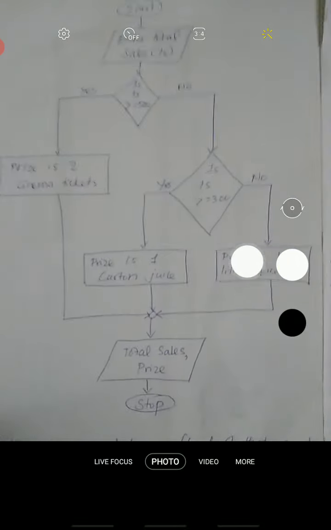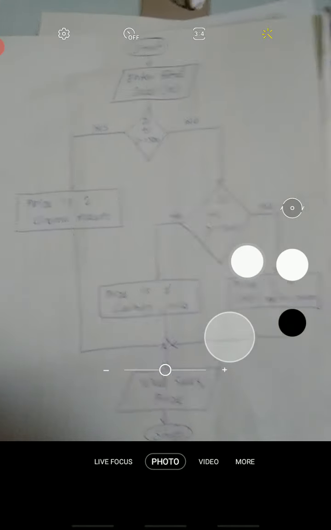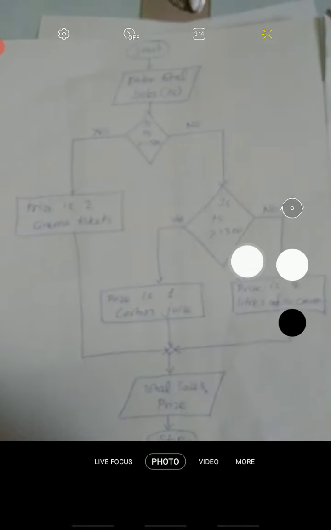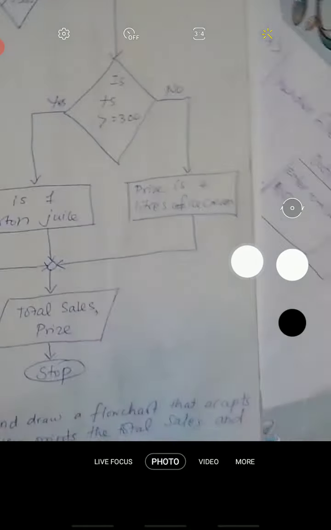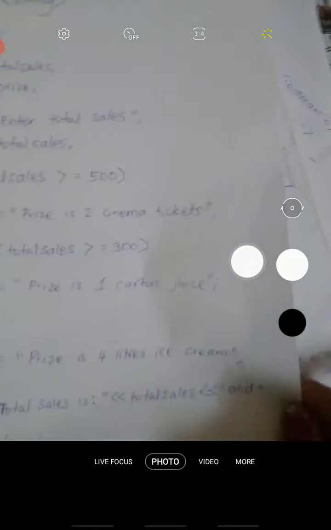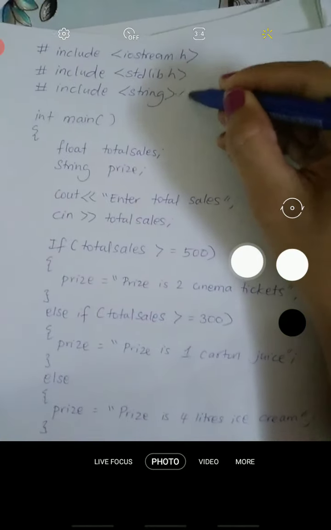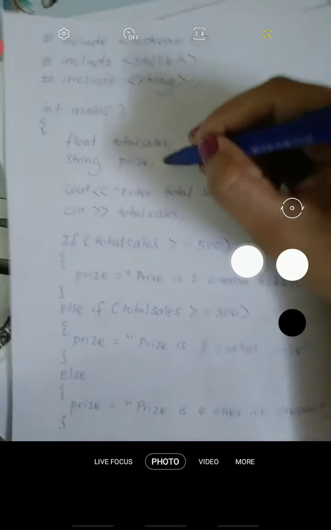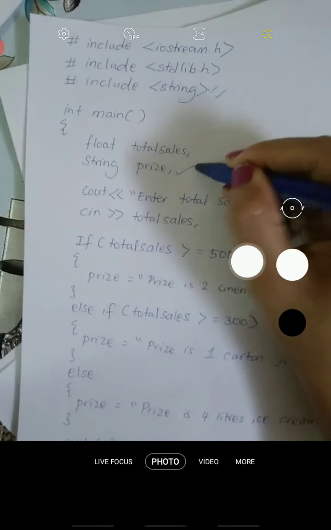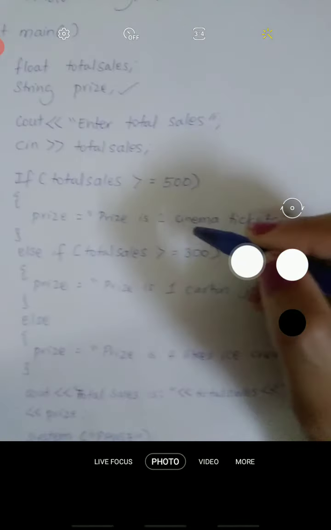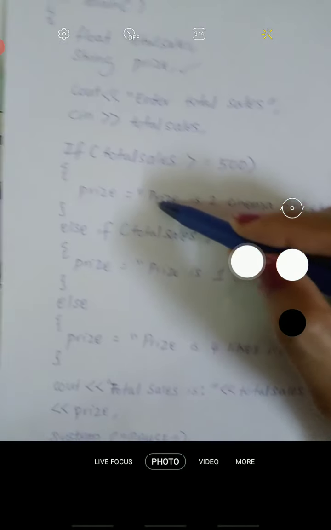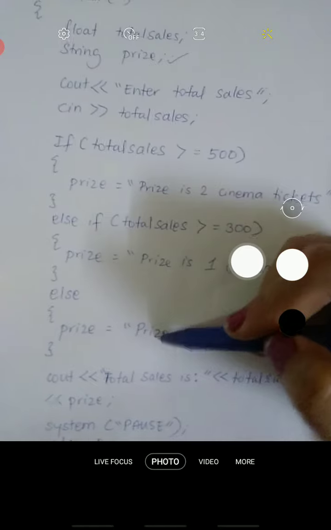The second flowchart is where we had to process the prices and then display the sales and price. Okay, this is the program. In this case, we must include another header file which is string. So this was included and we declare it here. In my case, I have written price, and then instead of having the cout statements, the price is being processed, and we just have one cout statement.